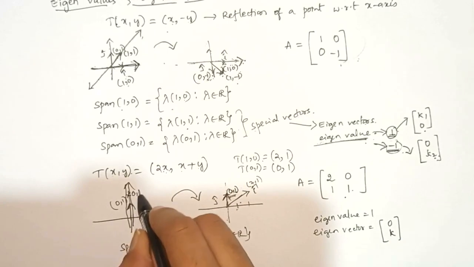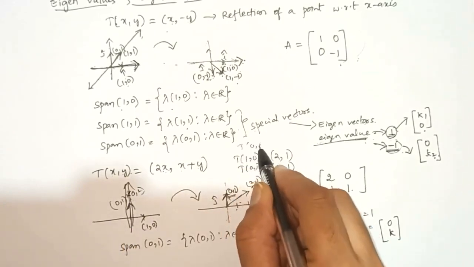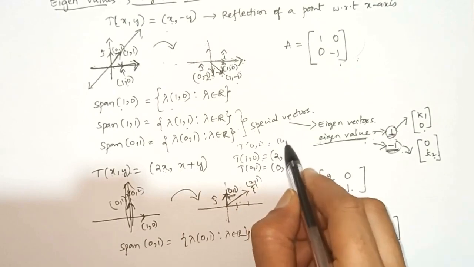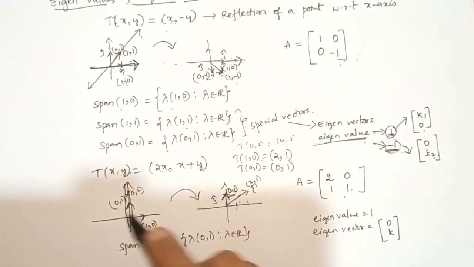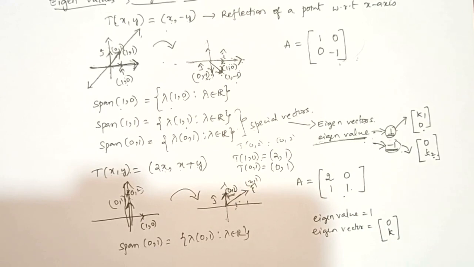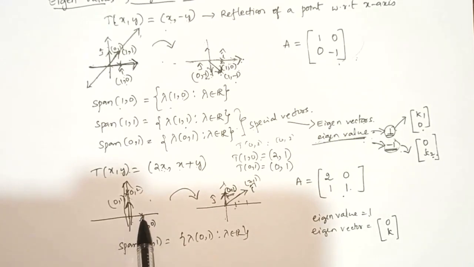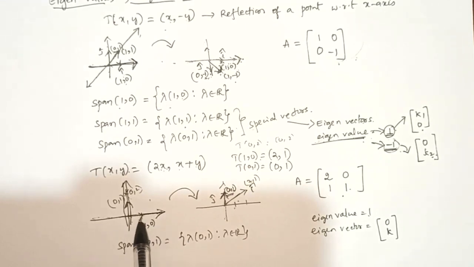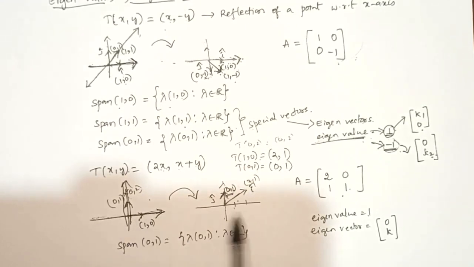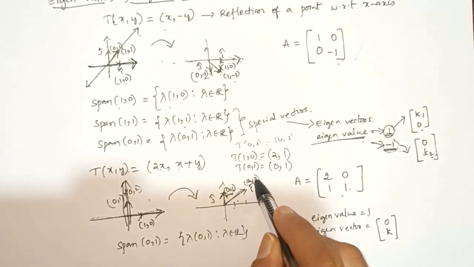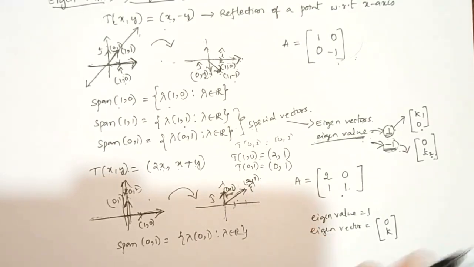(0, 2) also, after applying the transformation, T of (0, 2) goes to (0, 2) itself. Therefore (0, 2) is also a special vector which doesn't go out of its span, and the corresponding eigenvalue is 1. Now i cap is going out of its span. (1, 0) goes out of its span, because the span of (1, 0) is the entire x-axis, but it goes to (2, 1), this point. Hence it is not an eigenvector in this case.